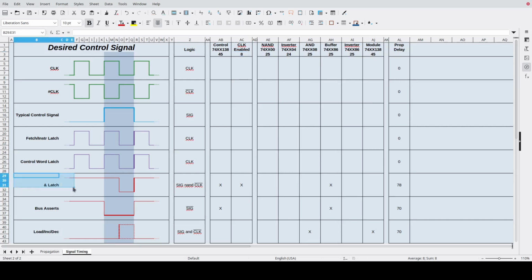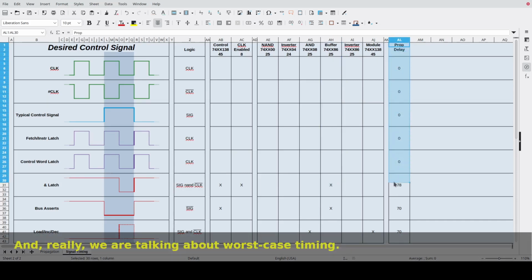So for example, the latch, I can take care of that by pushing the clock into that particular IC to enable disable the output. I end up with an extra 8 nanosecond penalty for that, but then I need to buffer the output to get it in line with all the other signals. And so that's what I've got over here is my total propagation delay. I have zeros up here for some of these, meaning they are exactly on time, and then I've got 70 or 78 nanoseconds over here for some of these other signals, indicating exactly what the timing of those are going to be.